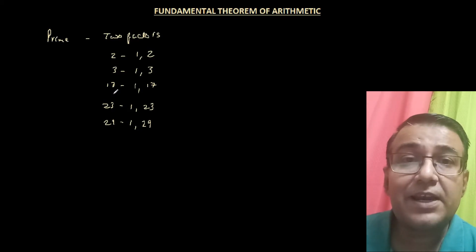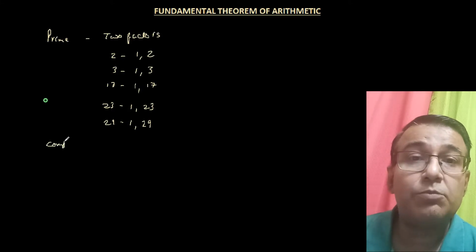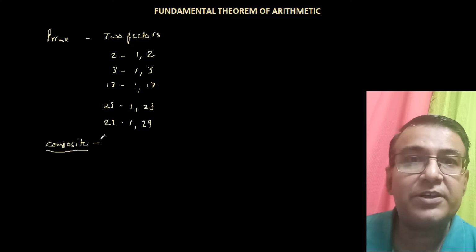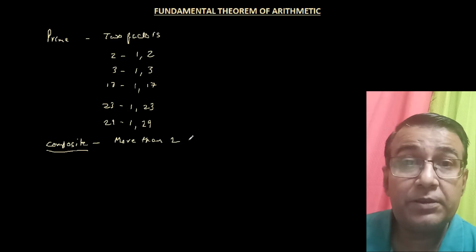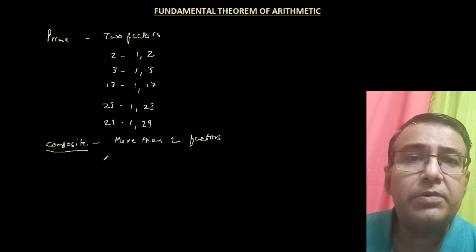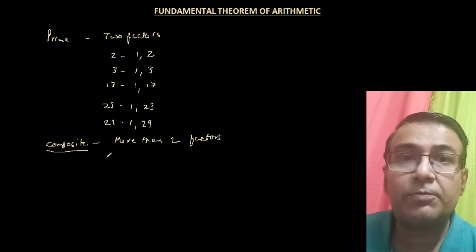Now let us understand what a composite number is. Any number which has more than two factors is called a composite number. So by definition it is that. We find out the factors of a number, and if it has more than two factors, could be 3, could be 4, could be any number of factors, but any number which has more than two factors is called a composite number. Let us look at some examples of composite numbers too.